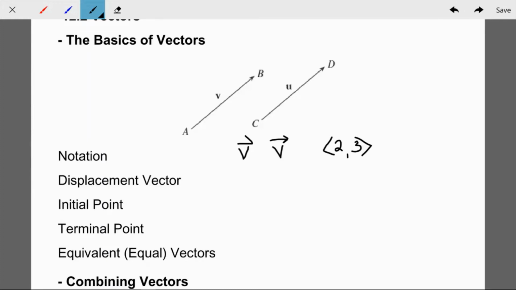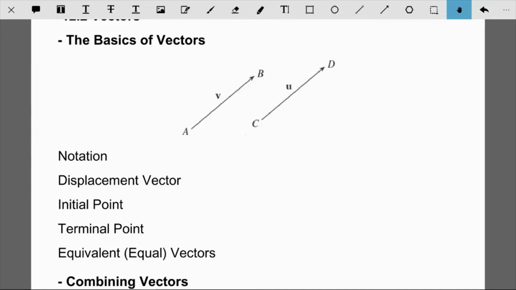And when we say we have equivalent vectors, if you look at vector v and vector u, or you could call it vector AB and vector CD, those two vectors would be considered equivalent vectors. They have the same magnitude and the same direction. Notice that point A and point C are not in the same place, but in terms of where the vector starts versus where it ends, it has the same displacement and the same direction, so we get the same magnitude and the same direction.